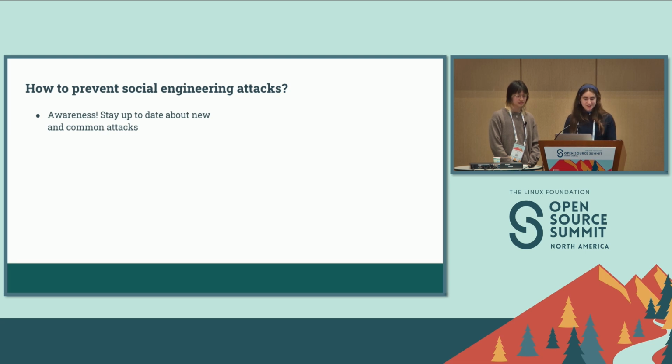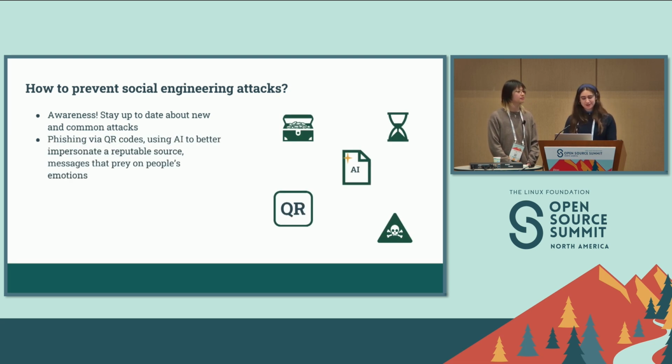The first thing you could do is just stay aware, stay up to date about new and common attacks. Some common attacks include phishing via QR codes. Some people will use AI to better impersonate more reputable sources. So whereas previously maybe you could check a suspicious email and see, oh, the spelling or grammar looks a little bit off, now people are using AI to send really polished messages. And also if you're getting any messages that prey on strong negative emotions, promise you riches, or try to instill some sort of sense of urgency to act on the message, that is likely phishing.